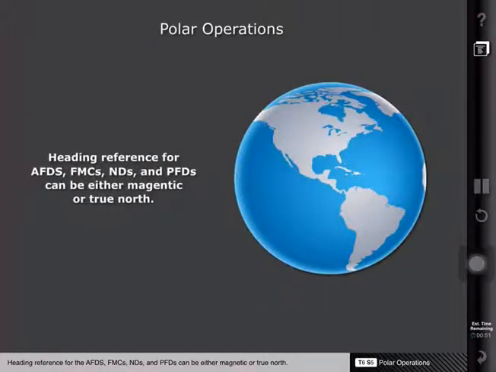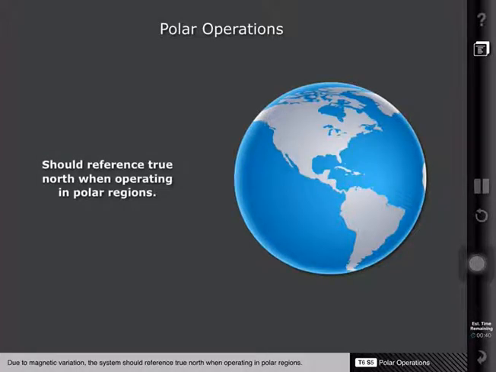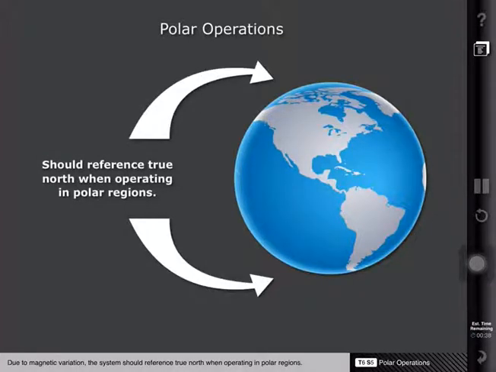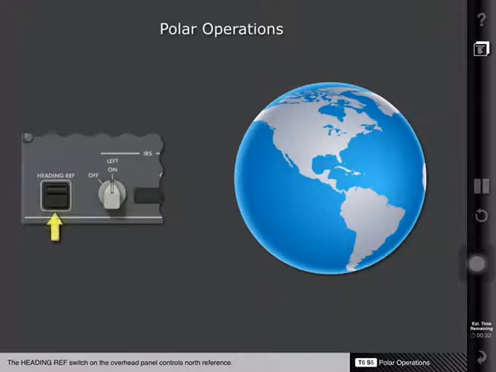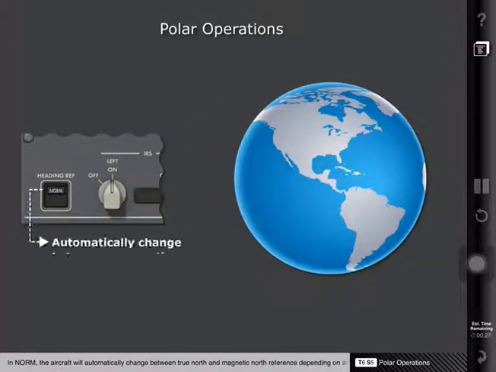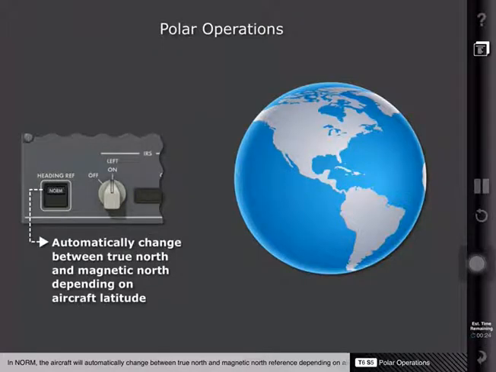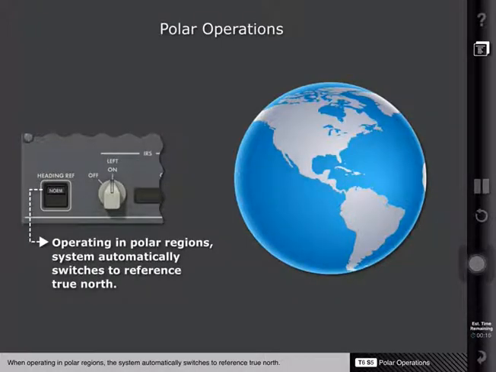Heading reference for the AFDS, FMCs, NDs, and PFDs can be either magnetic or true north. Due to magnetic variation, the system should reference true north when operating in polar regions. The heading reference switch on the overhead panel controls north reference. In normal, the aircraft will automatically change between true north and magnetic north reference depending on aircraft latitude. When operating in polar regions, the system automatically switches to reference true north.